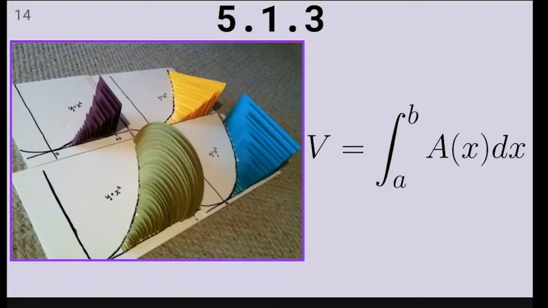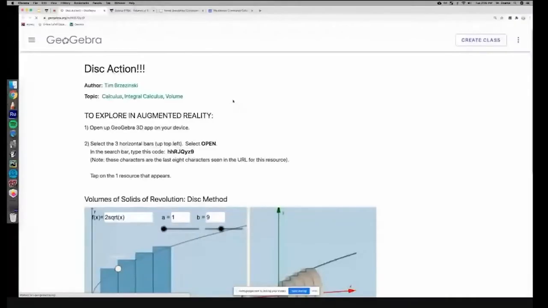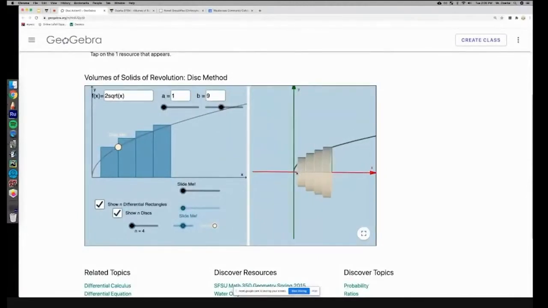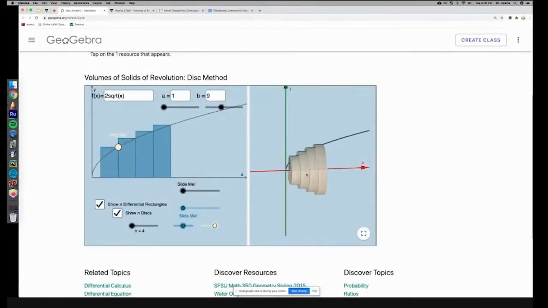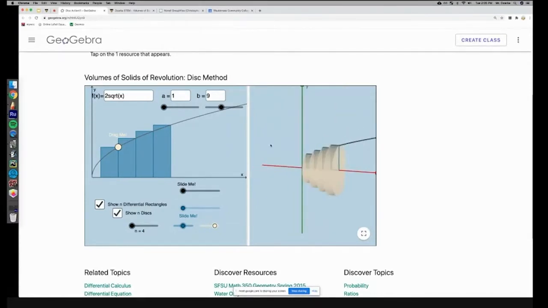So to picture this, I have some visualizing volumes links here that should help. This first one is the disk method. This is when you're just rotating it around, and this thing shows it a little bit better because you can actually see it in 3 dimensions. Now, if you notice, there are 1, 2, 3, 4 disks here. Technically speaking, there should be infinitely many, so I can always just crank this up, and now there are way more disks here.